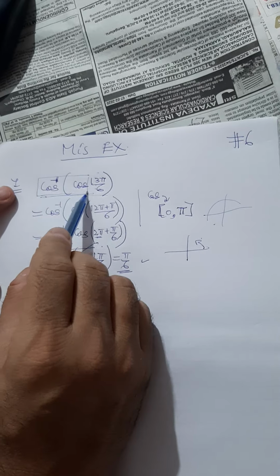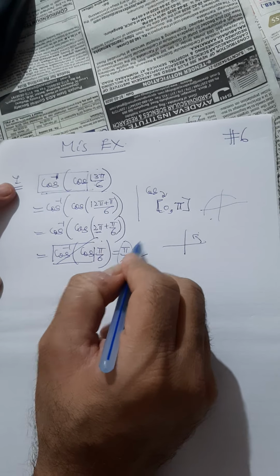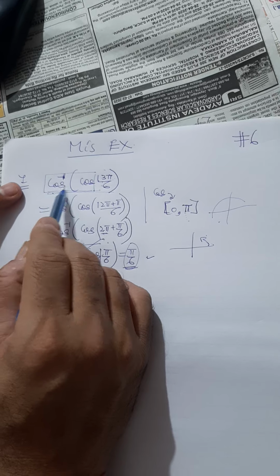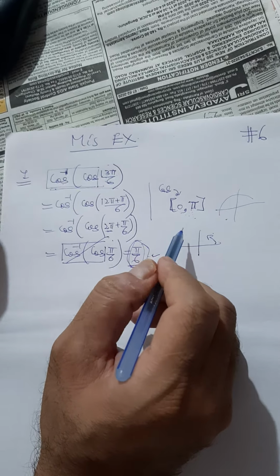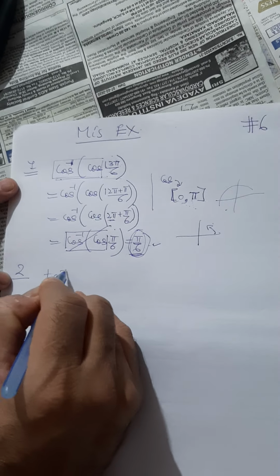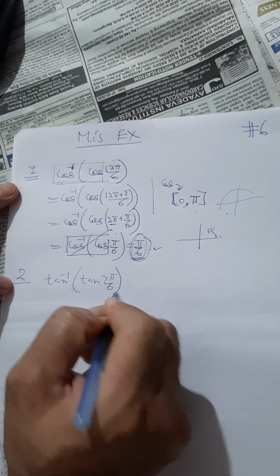If you write the answer directly from this 13 pi by 6, it will be wrong, remember. This value should be in the domain of cos function. So whenever you cancel an inverse and a function, you need to see whether the appropriate value falls in the domain or not. Same way, if I go to the second question, tan inverse tan 7 pi by 6.